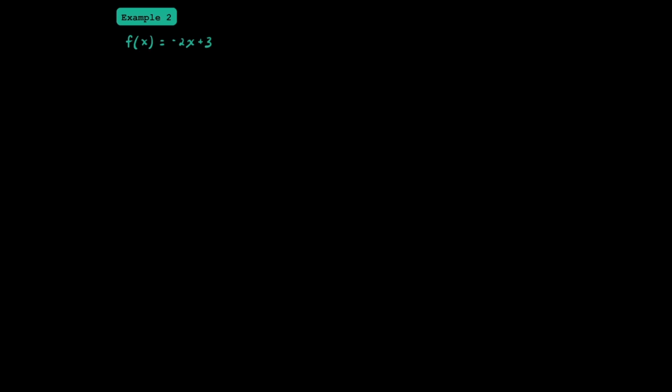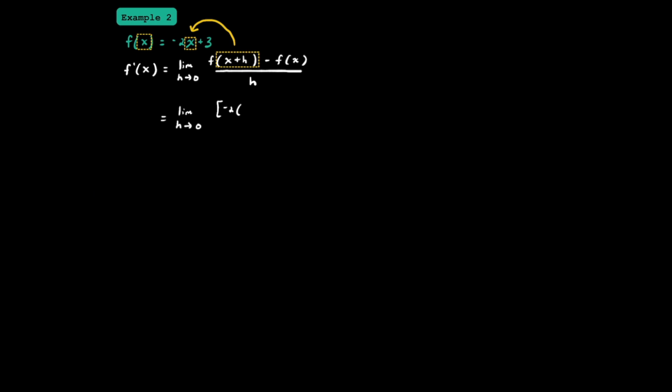In example 2, let's work with a linear function that has a negative slope and a y-intercept of 3. Let's write the definition down together. Now that we have our definition, let's start substituting some values in. To find f of x plus h, we're going to have to substitute x plus h in for x. When we do that, we're going to get negative 2 times x plus h plus 3. Now we're going to subtract f of x, but since f of x is the original function, we don't have to change anything here. We're just going to subtract negative 2x plus 3.